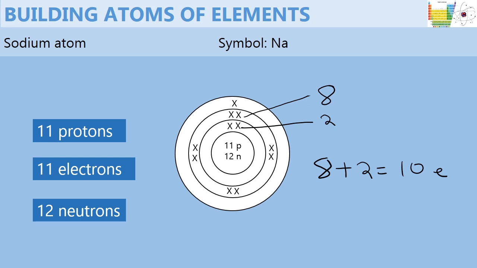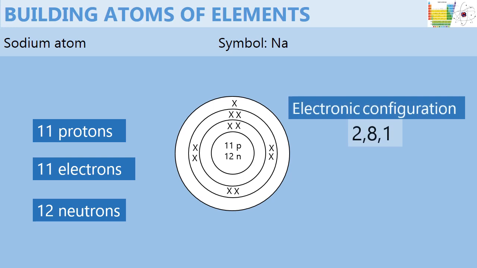We are remaining with 1 electron, and since the second energy level is full, the next electron will occupy the third energy level, and therefore it is located at the third energy level, as you can see. For the electron arrangement or electronic configuration, it is 2,8,1.